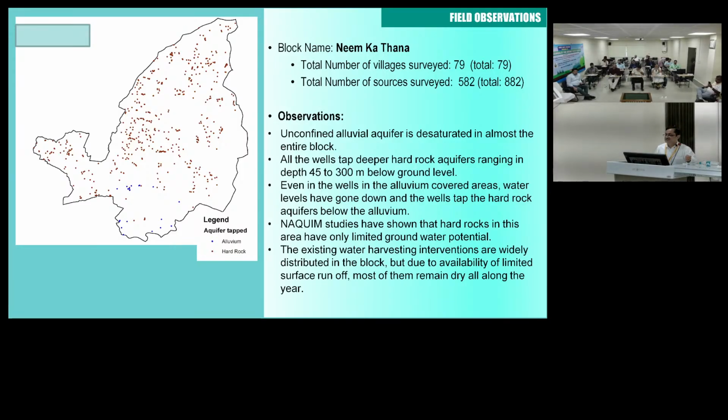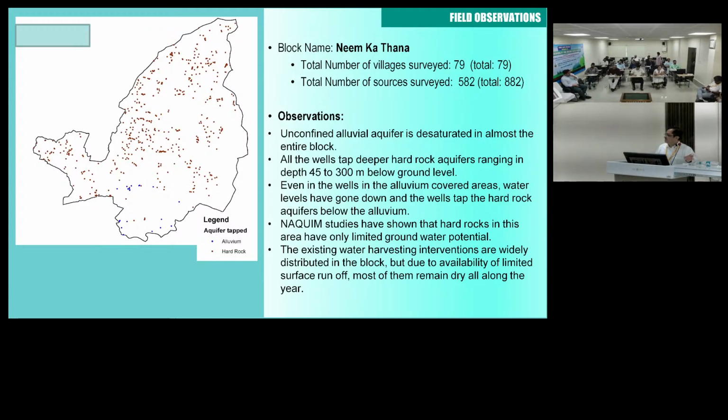So, this is one block in Rajasthan. When we studied this Nimka Thana block, the total number of villages in this block was 79, and the total number of sources surveyed was 582, these JGM sources we have studied. We found these are unconfined alluvial aquifer. Alluvial aquifers are the best aquifers in the world. But what happens in this area, this alluvial aquifer thickness is 60 meter, and so much water they have taken out that the entire 60 meter is almost dry.